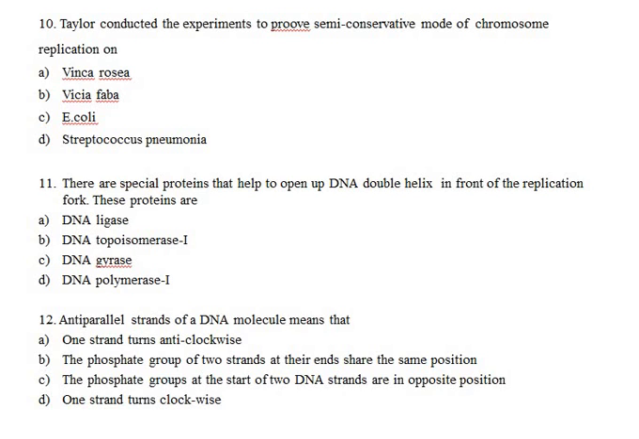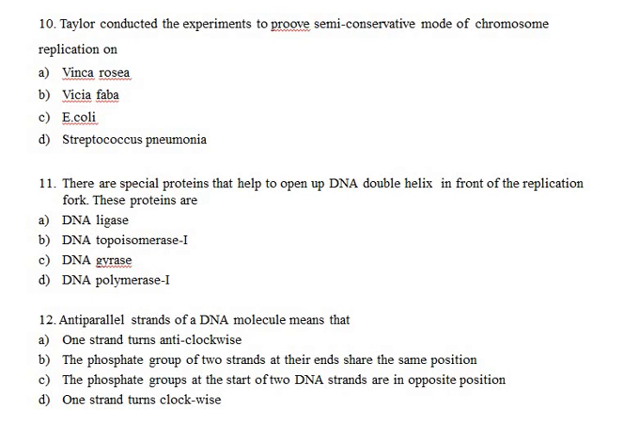So in one strand, phosphate is present at one end and a free hydroxyl group is present at the other end. Free phosphate at one end, free hydroxyl at the other end in one strand. In the opposite strand, free hydroxyl is at one end and free phosphate at the other end. So the correct option here is the phosphate groups at the start of two DNA strands are in opposite positions. So 12th C.